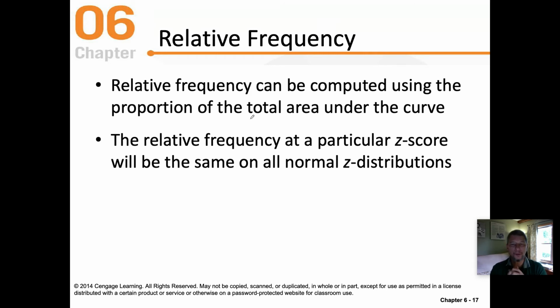But the relative frequency at a particular z-score will be the same for all normal z distributions. It doesn't matter what the raw score data looks like, as long as it's normal. The relative frequency of a particular z-score is the same in all normal distributions.